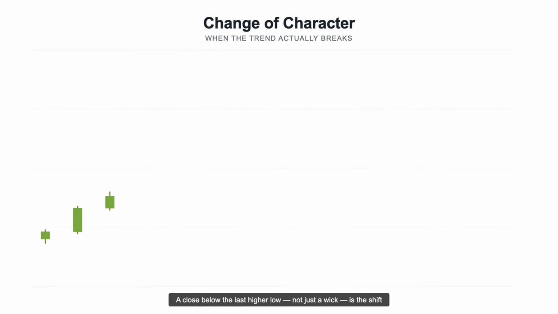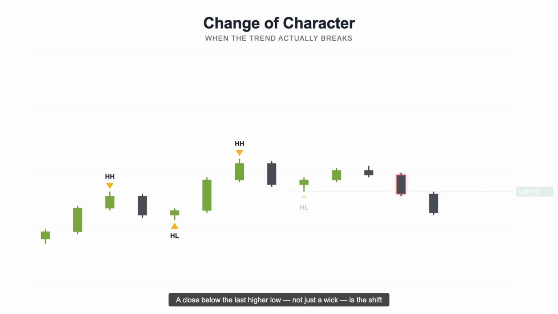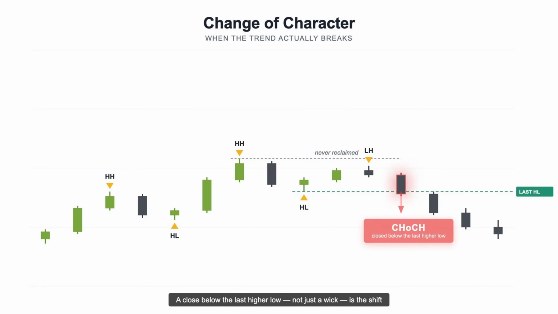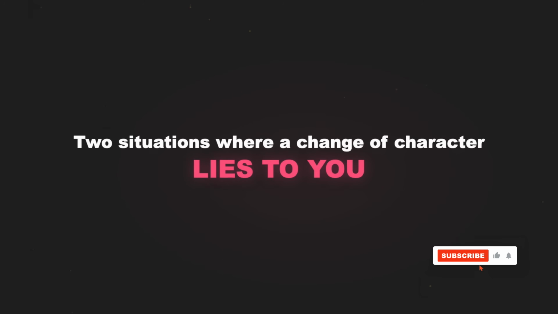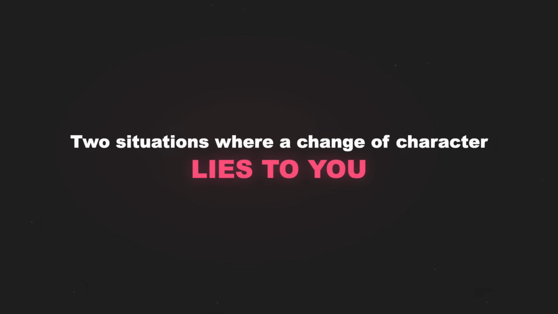If price breaks and closes below a high-quality demand zone, buyers have failed to defend the level and sellers have taken control. Market structure has shifted, momentum has flipped, and the uptrend is likely finished. That shift is what we call a change of character. Simple enough, but there are 2 situations where a change of character lies to you, and both of them are traps that catch traders every single day.